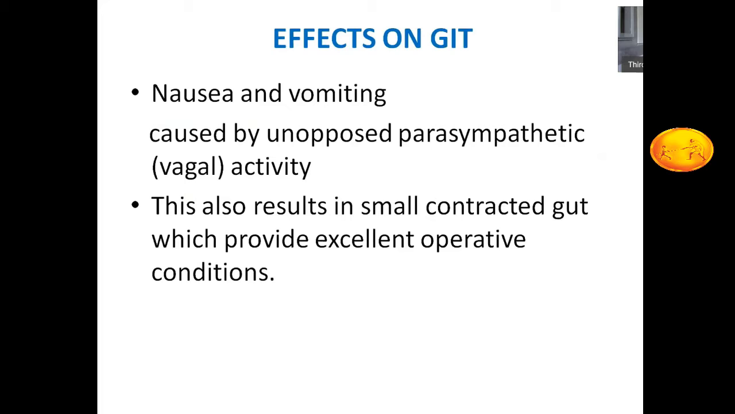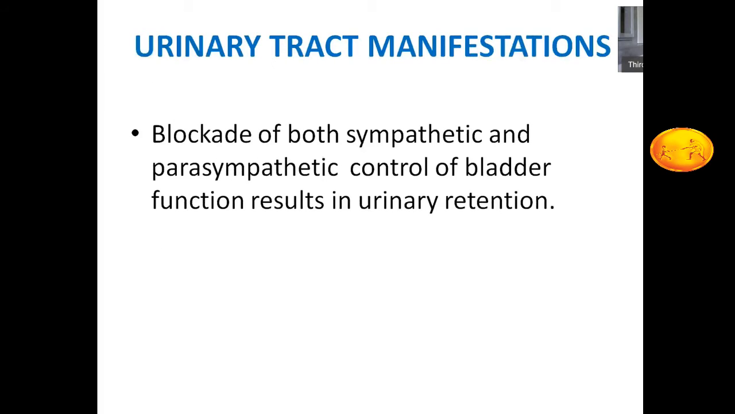Effects on the gastrointestinal system. There may be nausea and vomiting, which is caused by the unopposed parasympathetic activity. As I have already mentioned, there is sympathetic blockade at all the levels, and vagal action is sometimes blocked if there is a higher level. Otherwise, there will be higher vagal activity causing nausea and vomiting. But this unopposed parasympathetic vagal activity also helps with small bowel contraction, which provides excellent operative conditions when we are administering the spinal anesthesia.